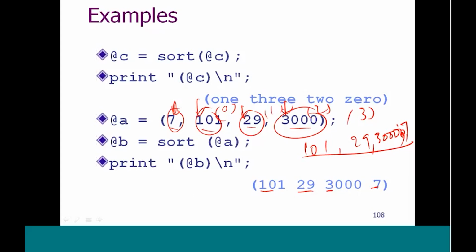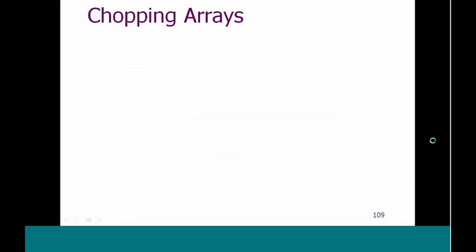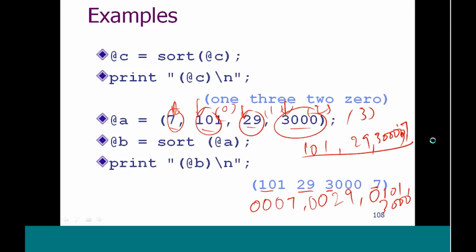So to achieve the real sort, what we need to do is prepend with zeros, for example. So make everything a 4-digit number. So basically 0, 0, 0, 7, and then 0, 0, 2, 9, 0, 1, 0, 1, and then 3,000. If you do this, then this order will be maintained, and this is what we will get as a result. Okay, so I think this is an interesting example as to how to do the sorting.